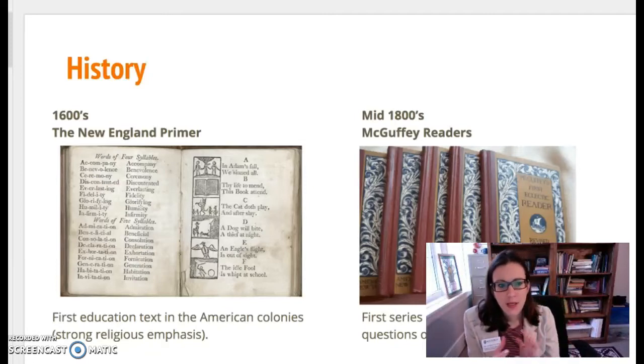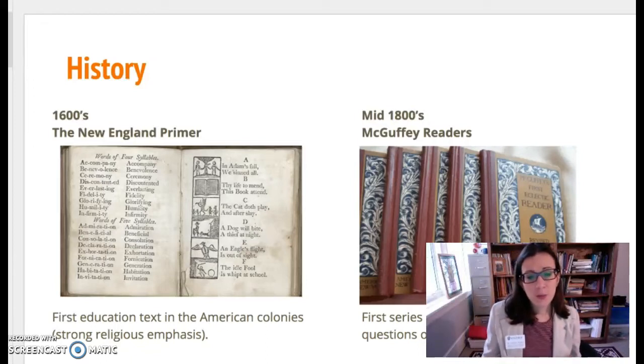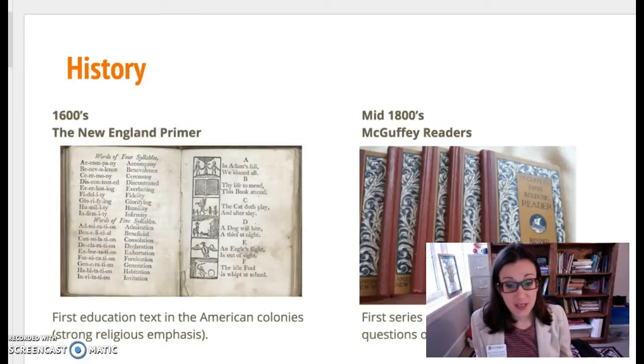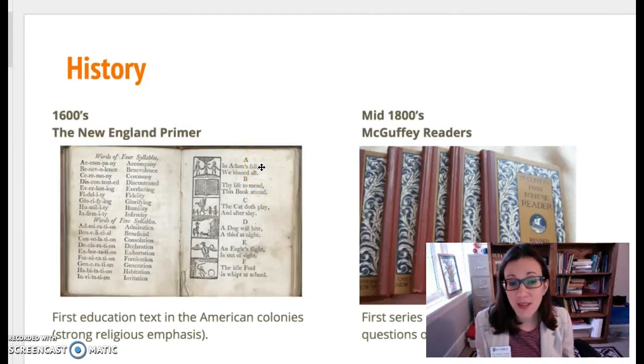We know that one of the first texts we used in this country was the New England Primer. And this primer was one of the only reading texts available. At this point in our country's inception, education was reserved for the elites, and that was until about 1830. Your New England Primer had a very strong religious influence. You can see here, in Adam's Fall, we sinned all, that's their A focus. For B, thy life to mend, this book attend. And of course they're referring to the Bible here.